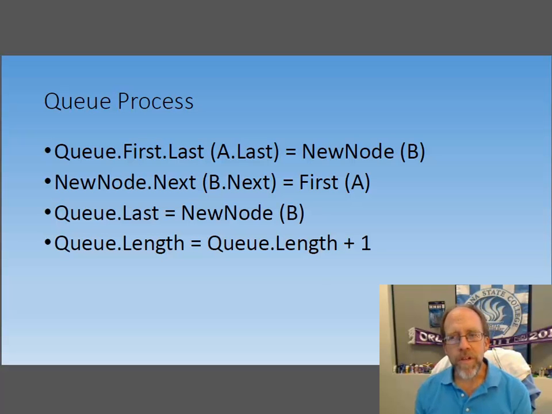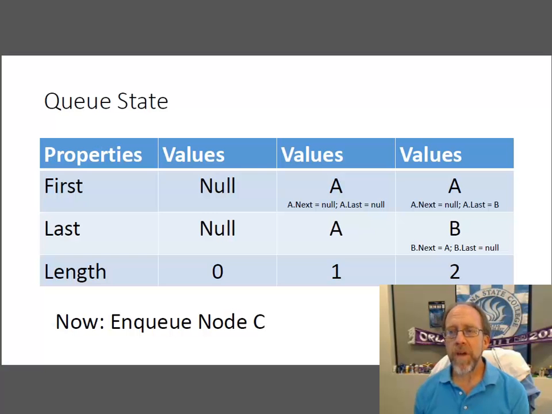So how do we do this? Well, the queue's first pointer, the first node in the queue, pointer last, which is actually A dot last, is now going to point at the new node. So the first node in the queue's last pointer called last is going to point at the new node. The new node's next pointer is now going to point at the first node in the queue, which is A. So new node dot next is A. Q dot last is now set to the new node, so now the new node is Q dot last because it got enqueued, and the length is incremented. Which, by the way, gives you a queue state.